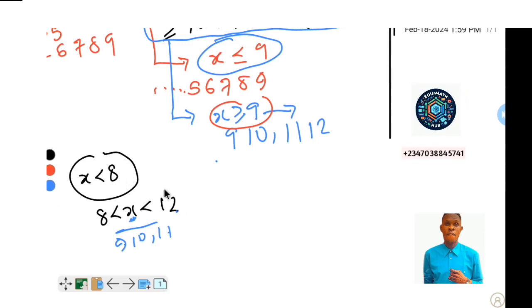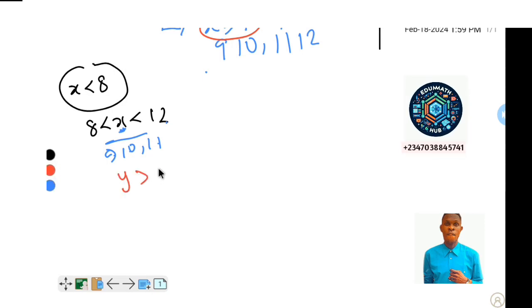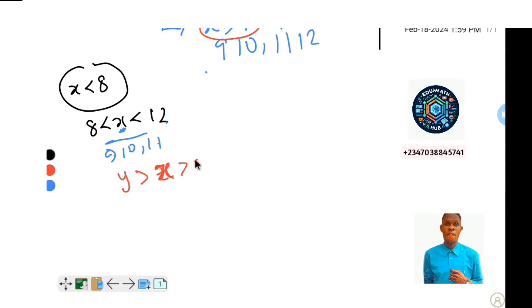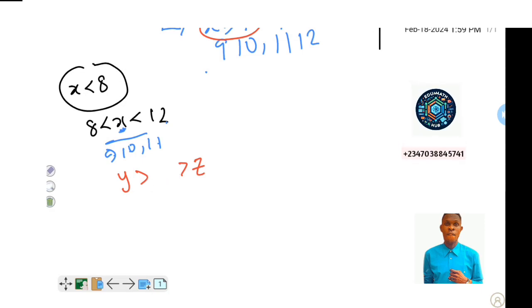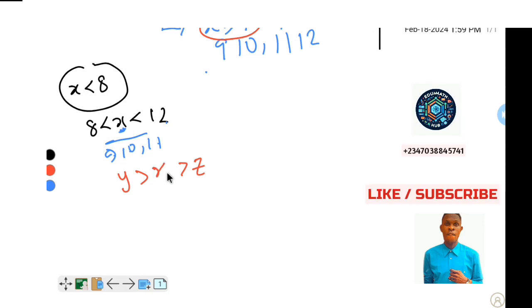You can also look, it can also be like this. You can also have something like this, where you have y greater than x, and x greater than z. So it means that the value of y is bigger than x, and x is bigger than z.